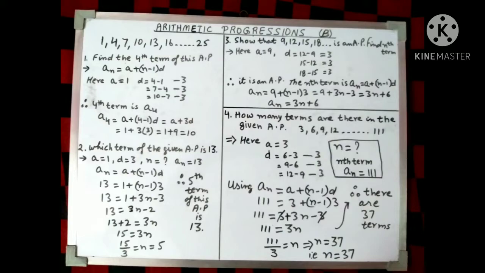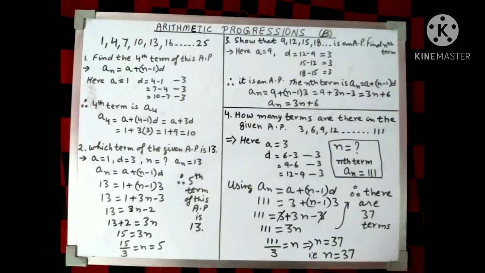That is 13 plus 2 is equal to 3n. 3n is equal to 15. So n is equal to 15 divided by 3, that is n is equal to 5. So we can say that the fifth term of this AP is 13. And as you see above, we can easily check that 13 is at the fifth place in this AP. So the fifth term of this AP is 13, right?